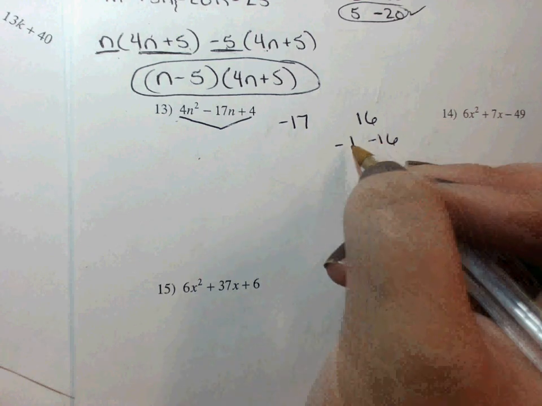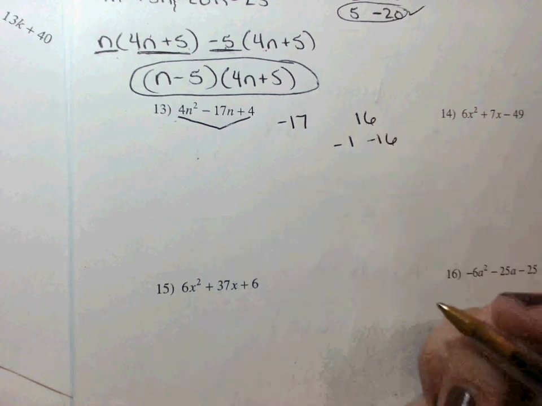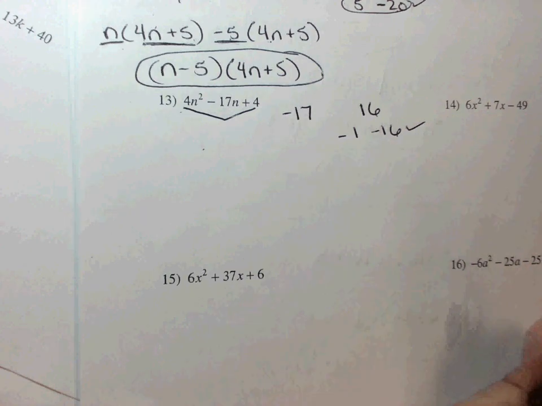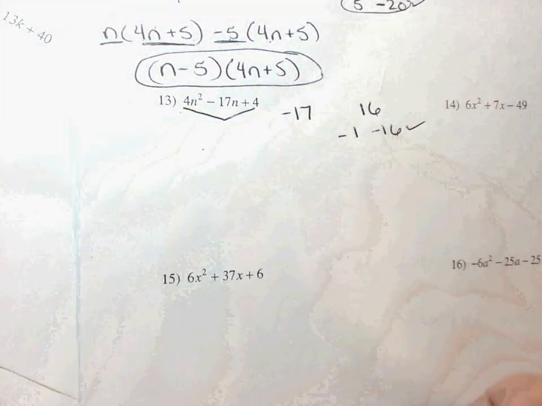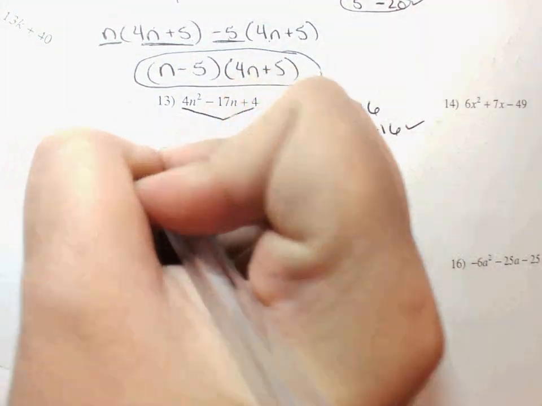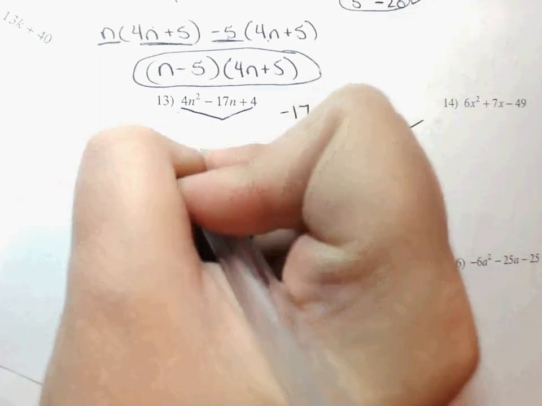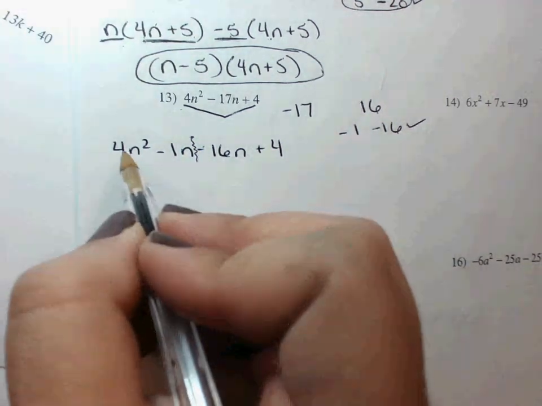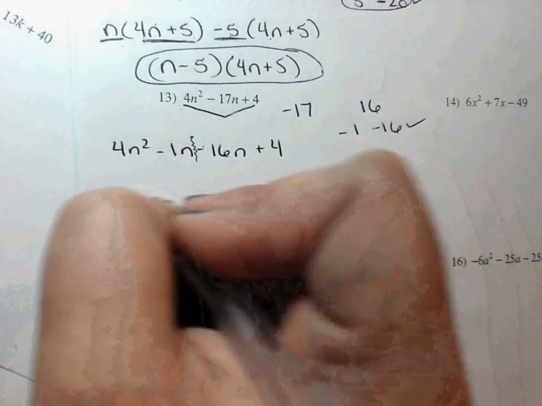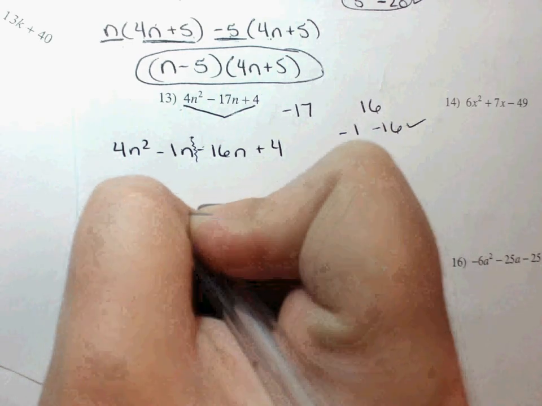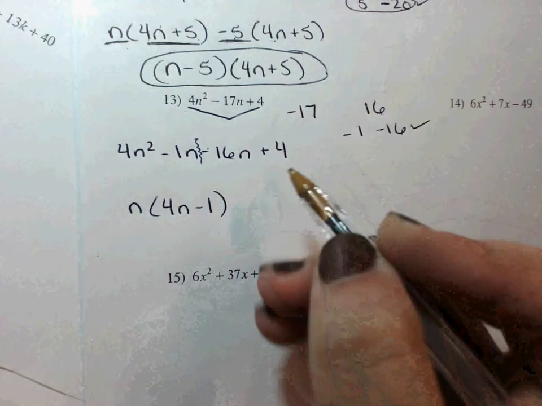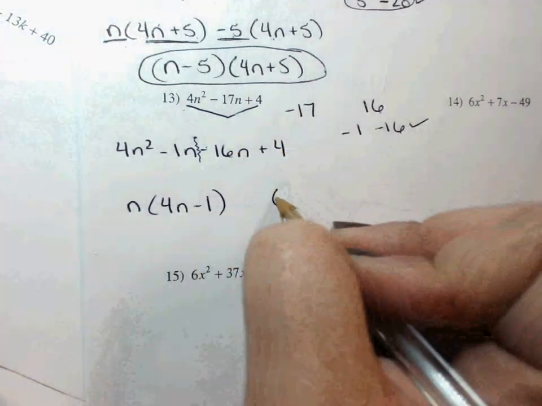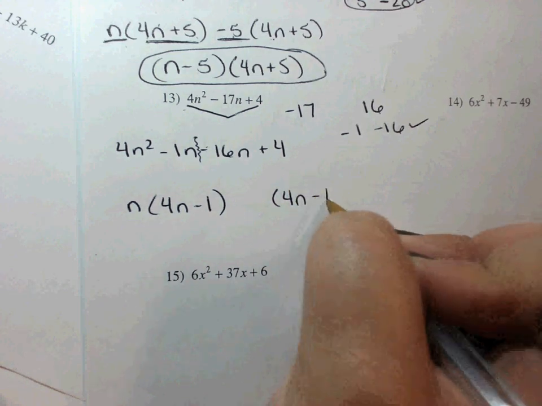We know that works because when you multiply these, you'll still end up with a positive 16, so those are good. We rewrite our equation. 4n squared minus 1n minus 16n plus 4. We split it down the middle. You can take an n out of both of these. You end up with 4n minus 1. Now, you're going to want to take something out of these to also give you 4n minus 1.